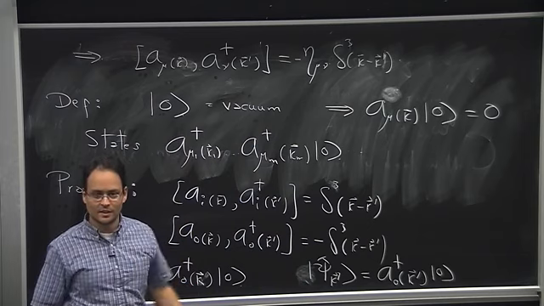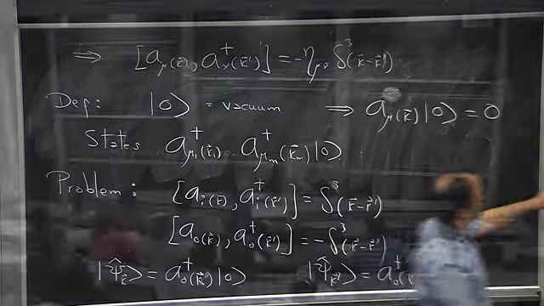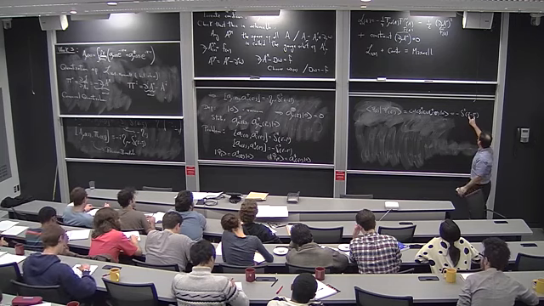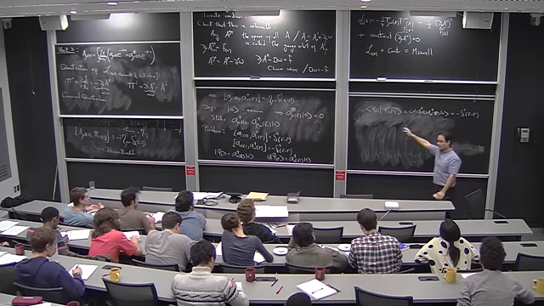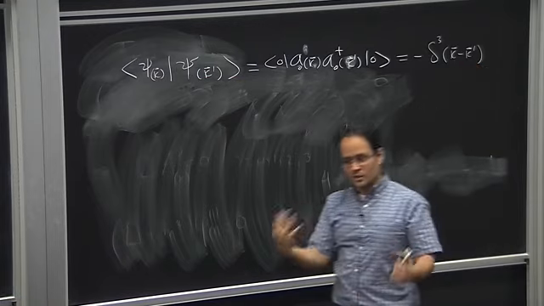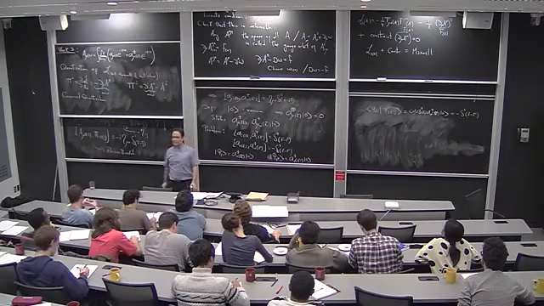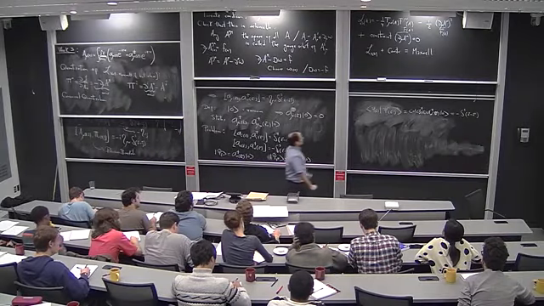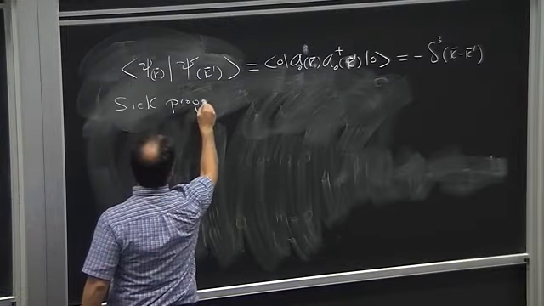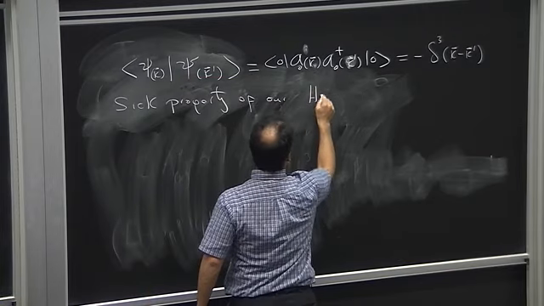So your exercise is to show that any state created with an odd number of these guys would actually suffer from this problem. And what is the problem? Well, this is a distribution that has support when k is equal to k prime. But at that point, this is supposed to be the norm of this object, and we're getting a negative norm. So that is a very sick property of our Hilbert space.